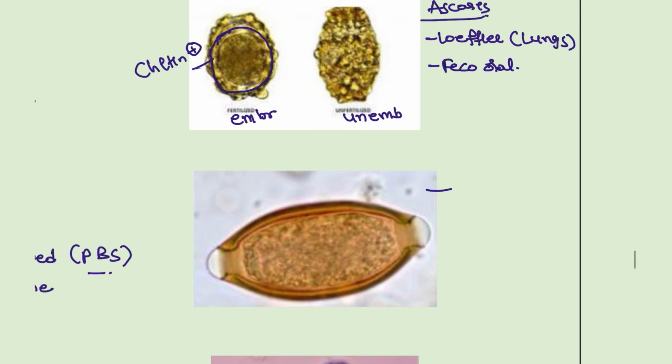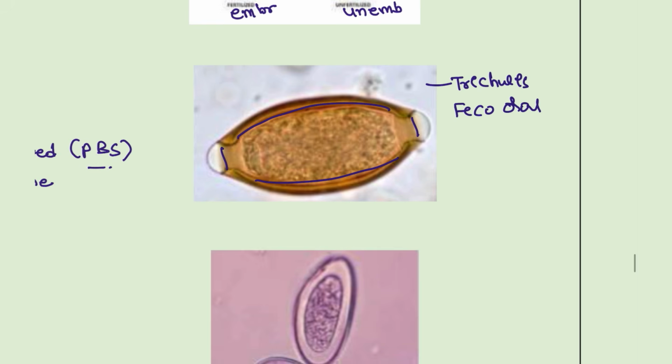Next, this is the Trichuris, same fecal-oral, and the egg shape will be barrel shaped. These are the mucus plugs on the corners that you are going to see. And a severe complication with this one is rectal prolapse.